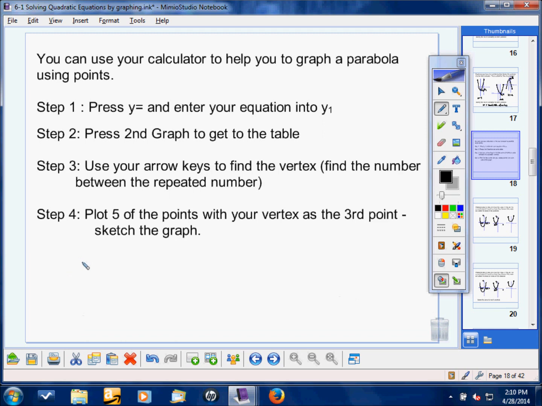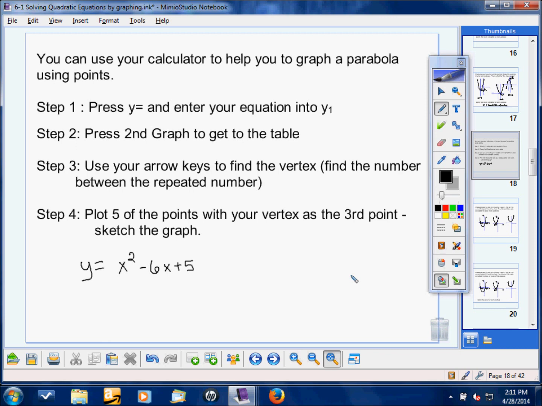So we can use our calculator to help graph a parabola using points. Let's take a look at the equation y equals x squared minus 6x plus 5. We're going to use this as an example, and we're going to be able to plot some points. I'm just going to do it very roughly, but I want you to see there's a big shortcut rather than plugging in each one. So I want you to take your calculator. Let's follow the steps together.